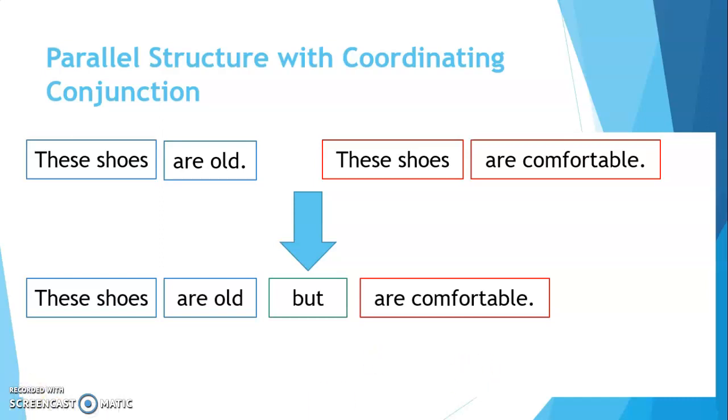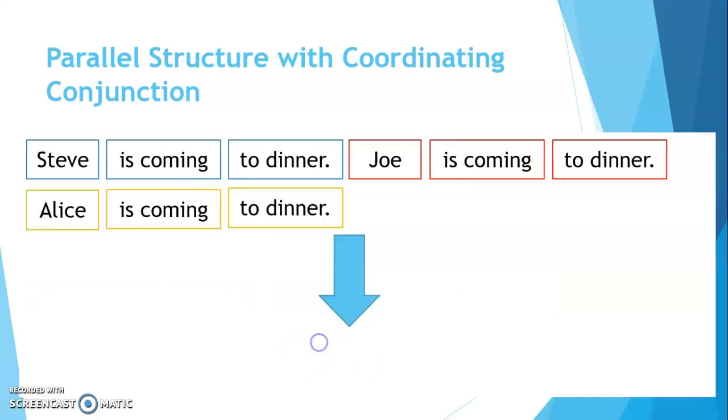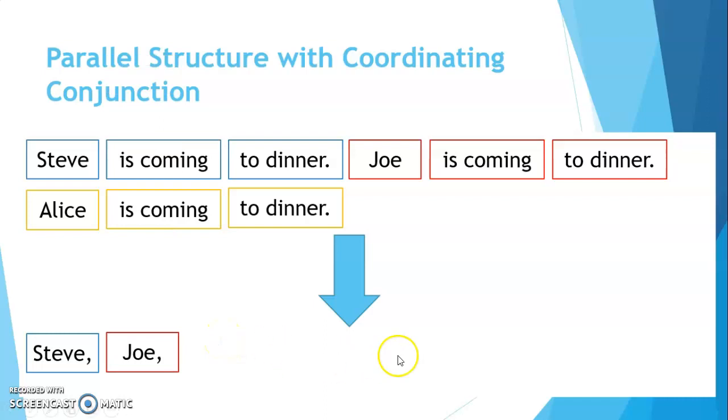Okay, let's see the next one. Oh, this is longer. Steve is coming to dinner. The second sentence, Joe is coming to dinner. And the third sentence, Alice is coming to dinner. How can we combine these three sentences? Who's coming to dinner? Steve. Joe. Alice.